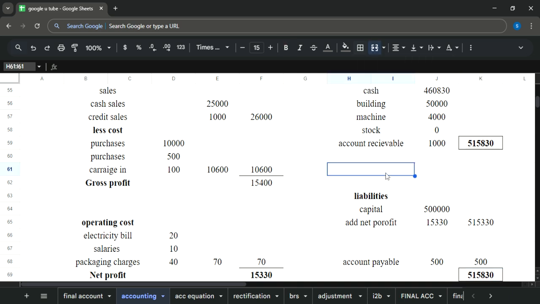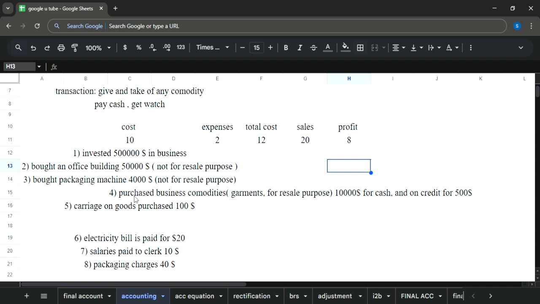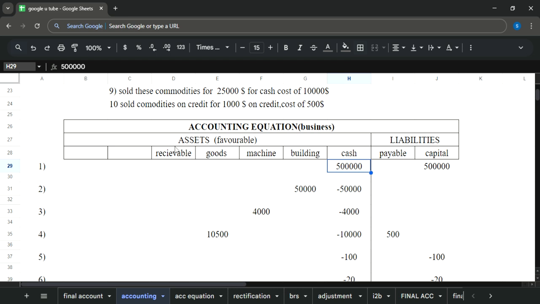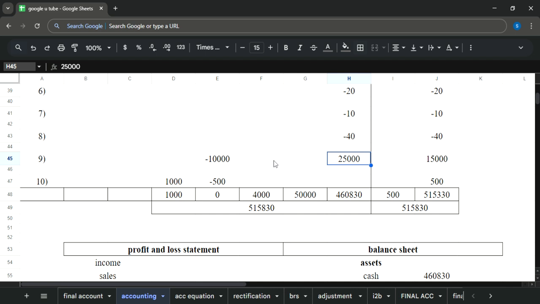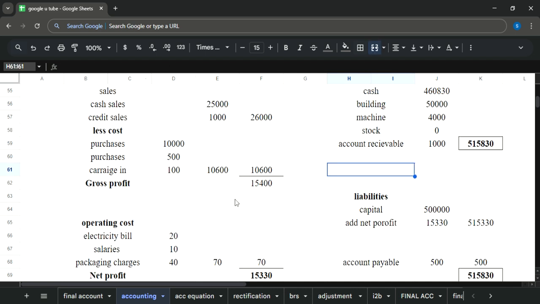So what is your target now? First, make some transactions of your business. Write down in very simple English whatever way you want. Then arrange assets and liabilities like the accounting equation. After that, you will be calculating your profit and loss. This profit would be transferred to the capital. And finally, you will create the balance sheet. And what will happen? Your balance sheet, both sides, assets and liabilities, would automatically be equalized.